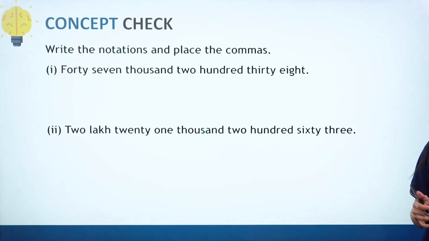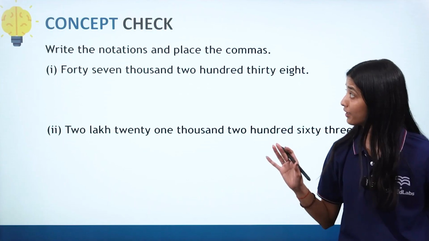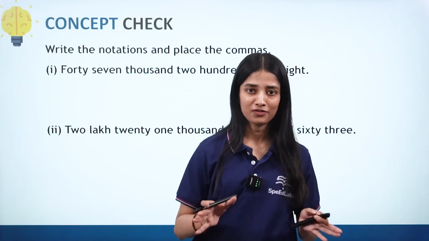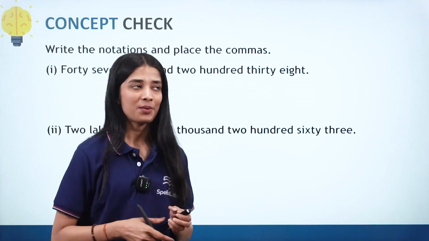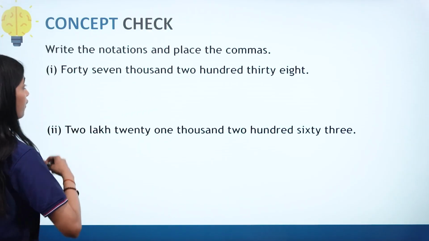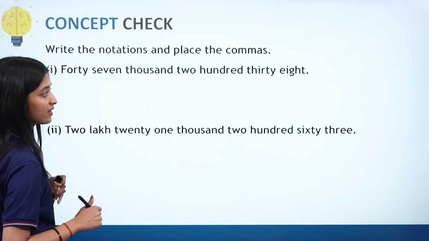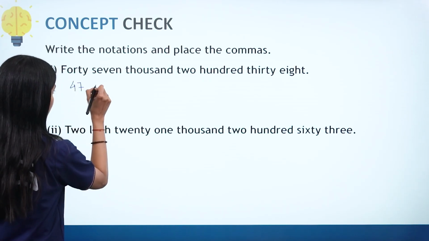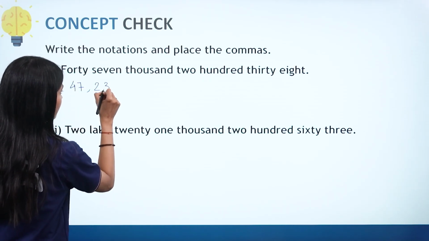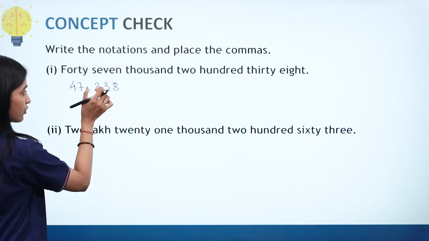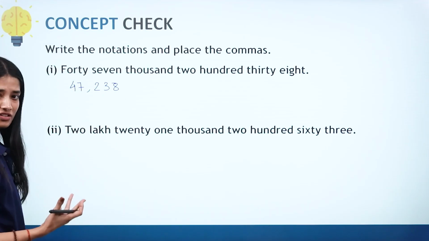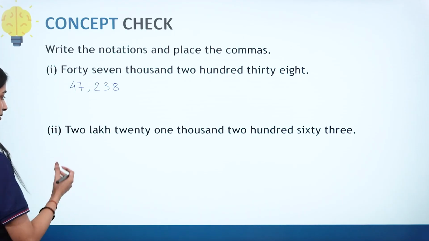The next question that we have is, write the numeral and place the commas. This time the numbers are given in words and we have to write in digits. Okay, the first one is 47,238. After 3 digits we will place our first comma. So this is 47,238.